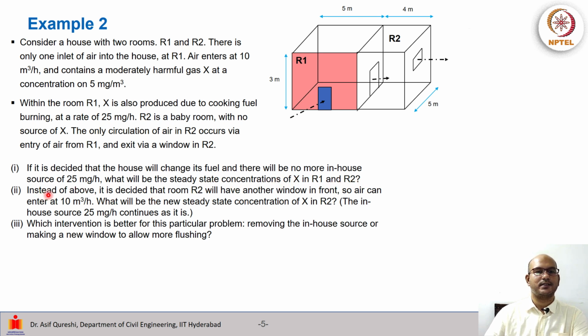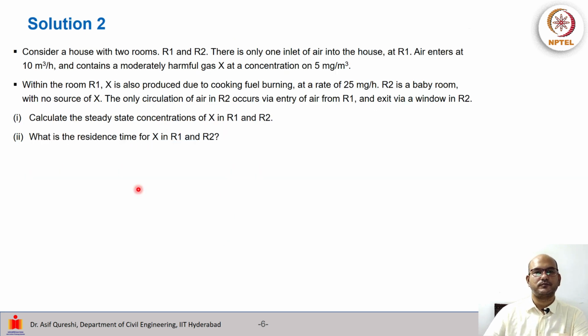And then the second is, instead of stopping the source, it is decided that the room R2 will have another ventilation, another window, so that air can enter at 10 meter cube per hour. So the same air, but we have a more flow rate. What would be the new steady state concentration of X in R2? The in-house source will continue as it is. Then we can compare which intervention is better, remove the in-house source or make a new window to allow more flushing. We will go one by one.